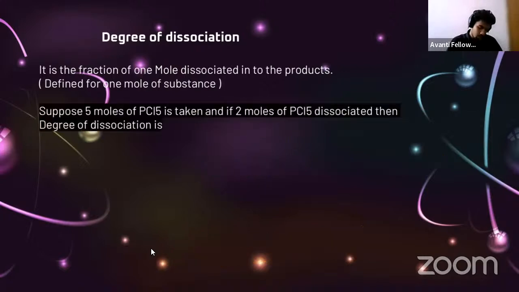Now, let's say we have 5 moles of PCl5 taken and 2 moles of PCl5 dissociated. Then what is the degree of dissociation for PCl5? What is the alpha value for PCl5? Try to calculate now. I'll give you 1 minute, and then I'll discuss the answer.